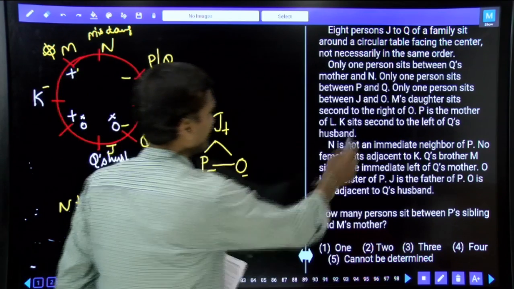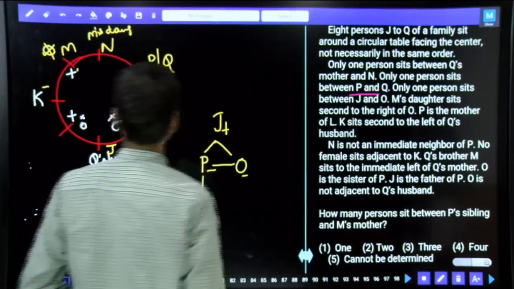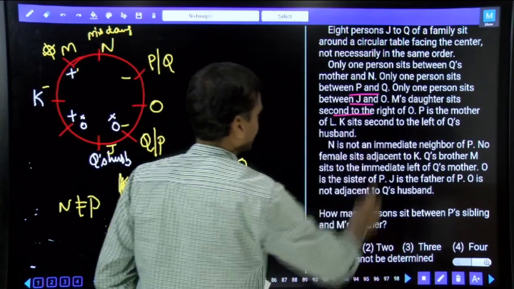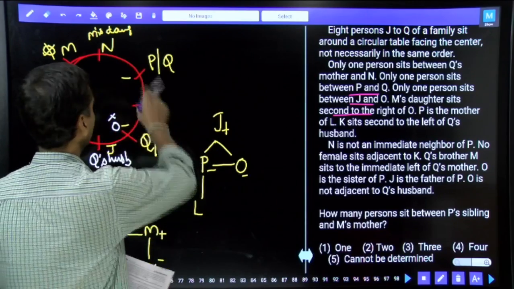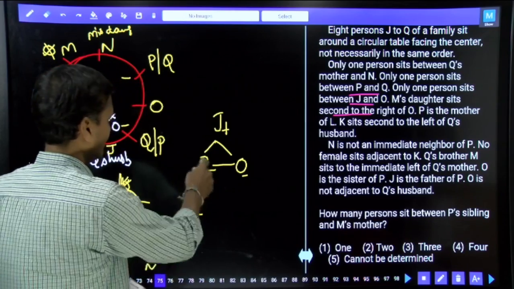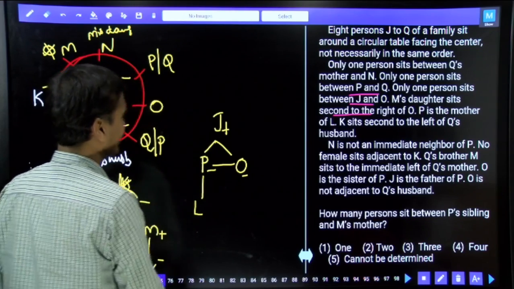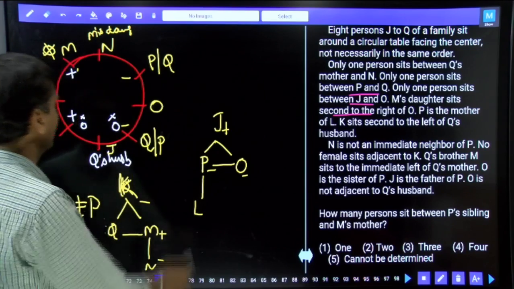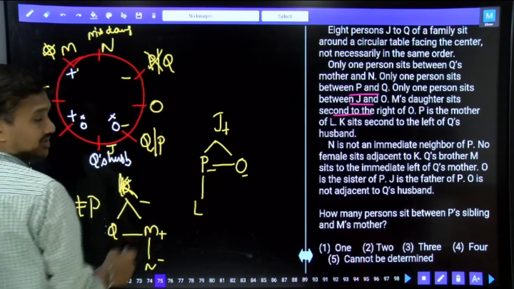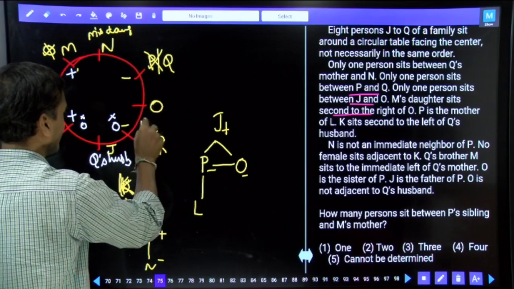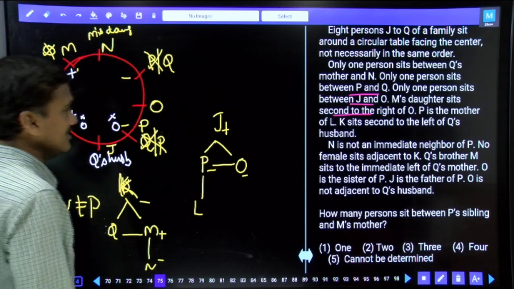Next one. Only one person sits between P and Q, and one person between J and O. M's daughter sits second to the right of O. We have taken that one. N is M's daughter. And next, P is the mother of L. K sits second to the left of Q's husband. N is not an immediate neighbor of P. As N is not an immediate neighbor of P, P cannot be here. As P cannot be here, Q is here, and P will be here.